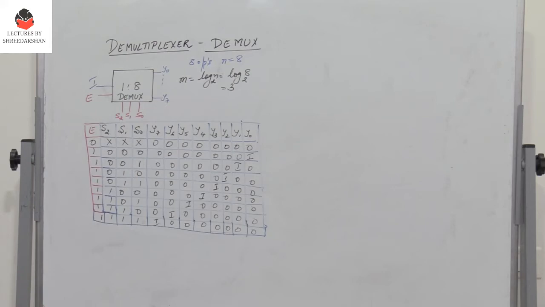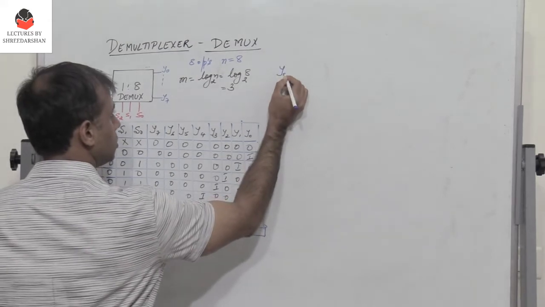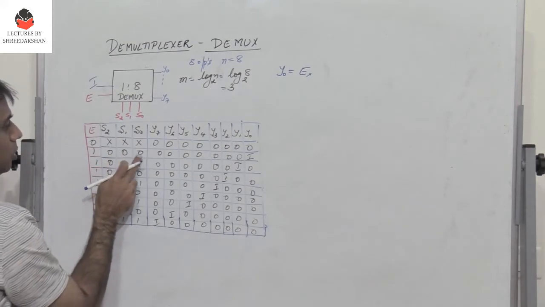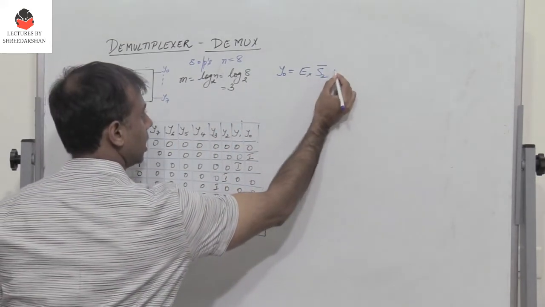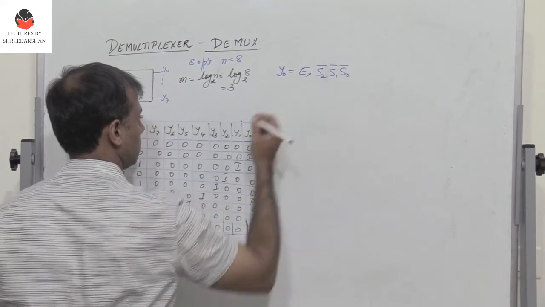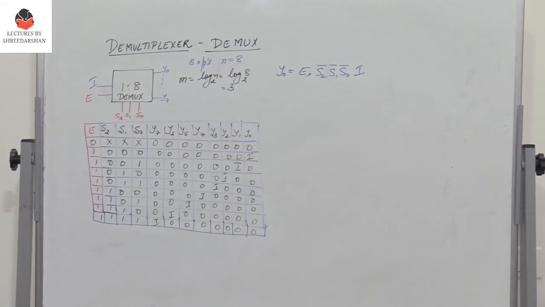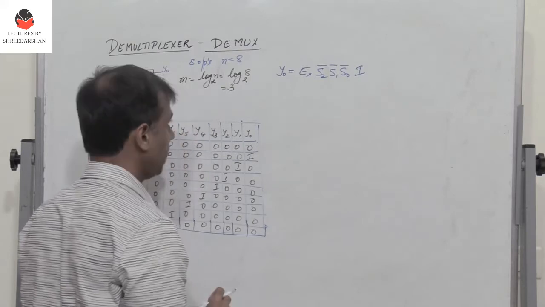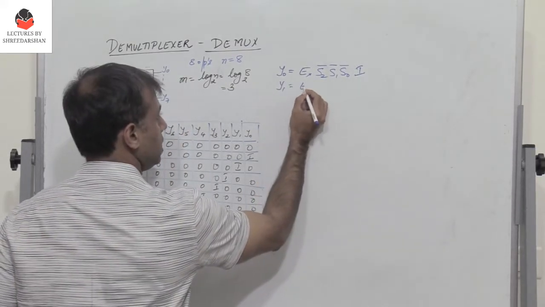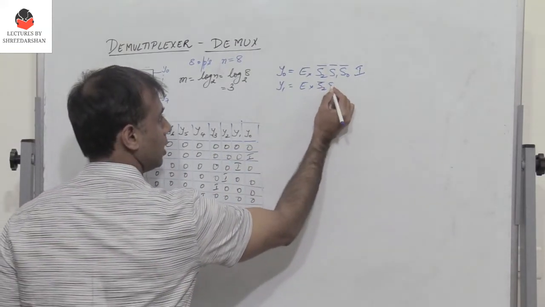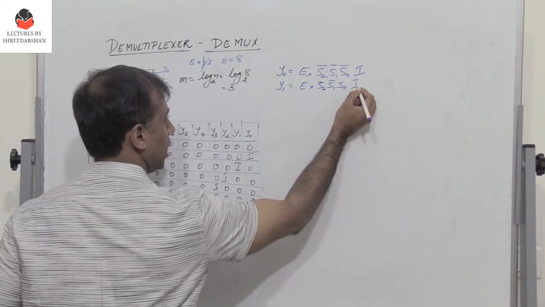So how do we design this? How do we write the expression first for y0, y1 and so on? What is y0 equal to? y0 is equal to E into, all of them are 0, so I have into S2 bar, into S1 bar, into S0 bar, into the input I. Alright, that's as simple as that. Next, what is y1? y1 is E into 0, 0, 1, so you have S2 bar, S1 bar, S0 into I.